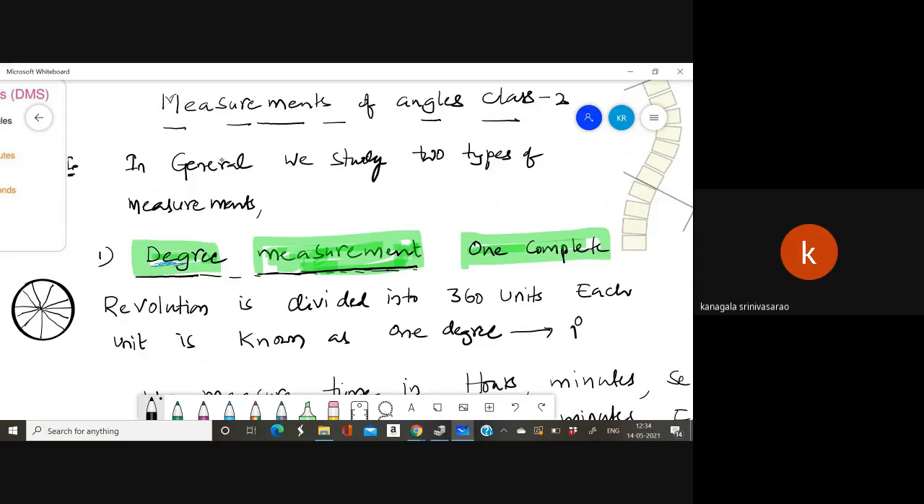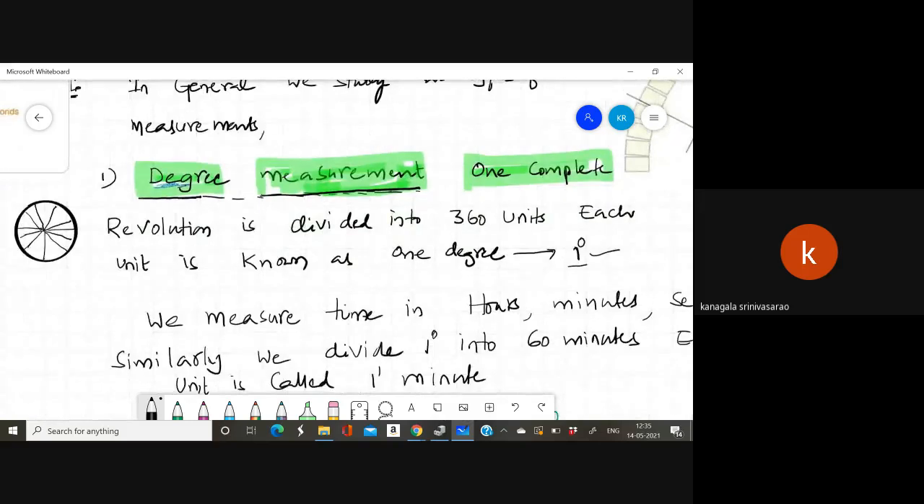The notation for degree is a superscript circle. This is the symbol for 1 degree. So one complete round gives us 360 degrees. 180 degrees means half of the round. 90 degrees means 1/4 of the circular part, 1/4 of the round.